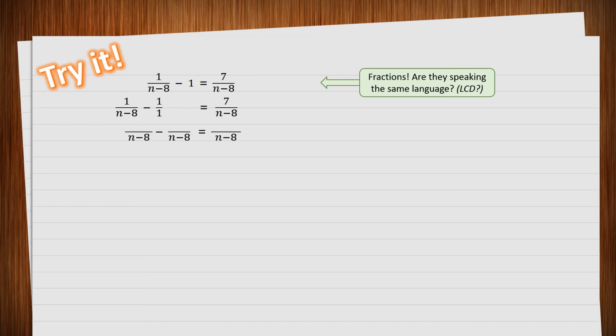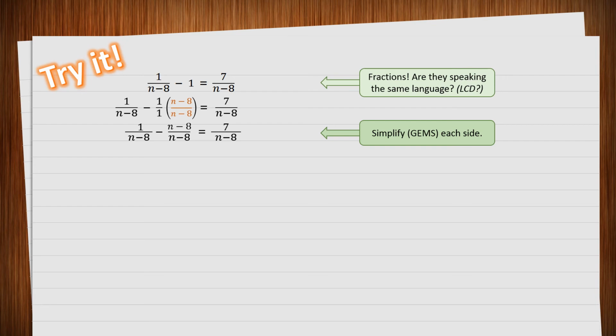Hopefully you found the common denominator to be n minus 8. The first fraction already had the common denominator, so the numerator remained a 1. 1 can be written as 1 over 1, but it needs a common denominator of n minus 8. So that is what you multiply by in the numerator and denominator. And then the other fraction, 7 over n minus 8, also already had the denominator, so it will remain the same. Now you want to simplify each side of the equation.